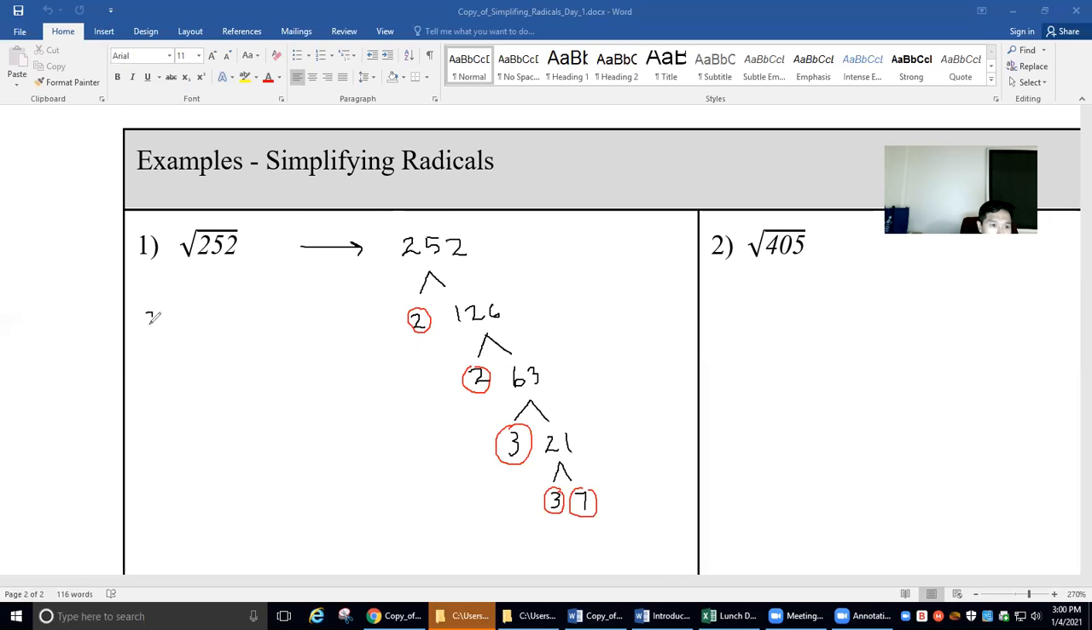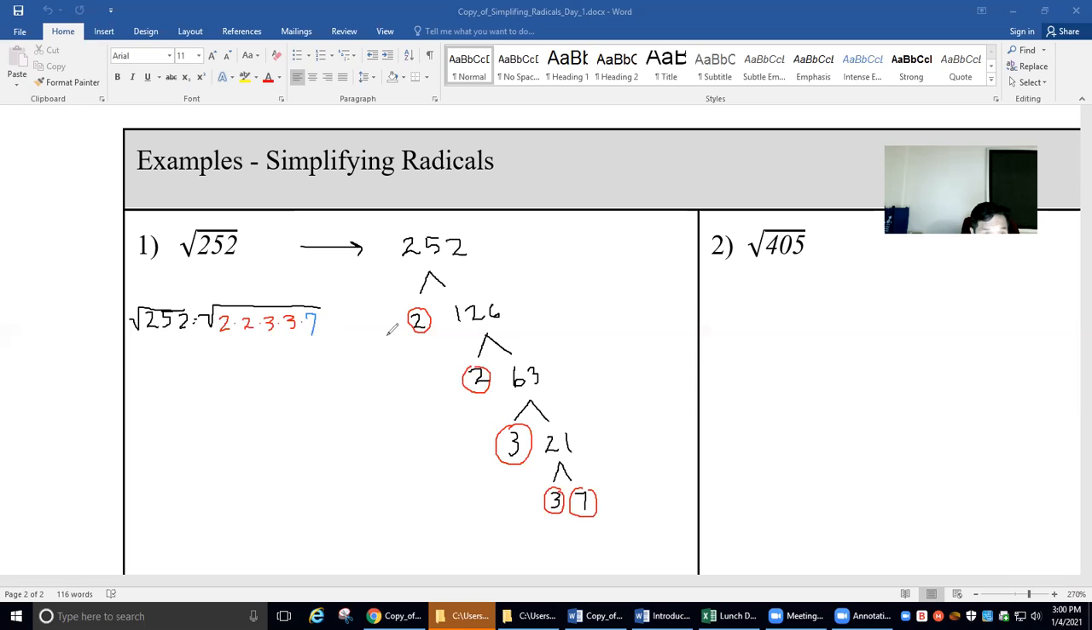So 252, the square root of it is equal to the square root of, let me do this in red, 2 times 2 times 3 times 3 times, now I'm going to do a different color for the 7. I'm going to write this guy in blue.